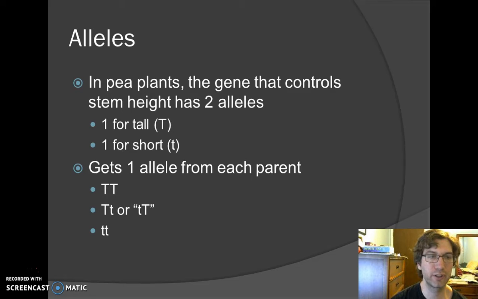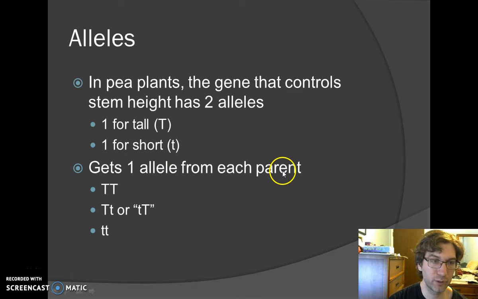So here is your breakup of alleles. In pea plants, the genes that control stem height have 2 alleles. Other genes might have more or less. But we get one tall, which is a capital T, and one short, which is lowercase t. It's always going to be the letter of the dominant trait, and the dominant one will be capital, the recessive will be lowercase. So in this case, capital T is tall, lowercase t is short.